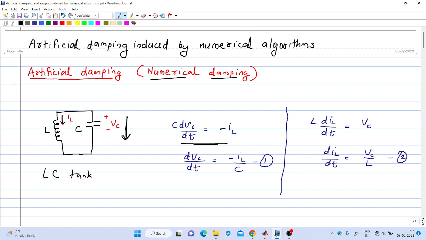And voltage across the inductance is nothing but L into dIL by dt, and that is same as VC, capacitance voltage. So dVC by dt equal to minus IL by C. That is equation number 1. dIL by dt is equal to VC by L. That is equation number 2.